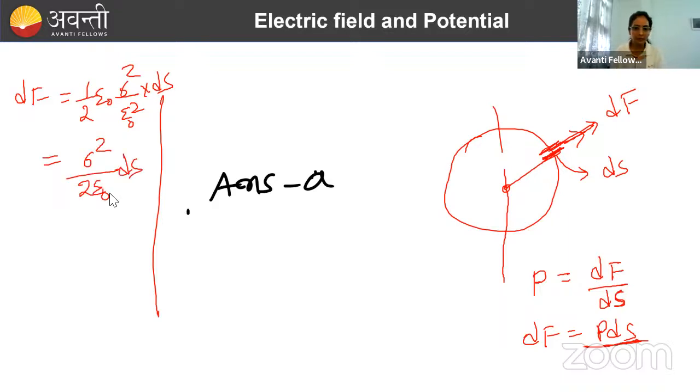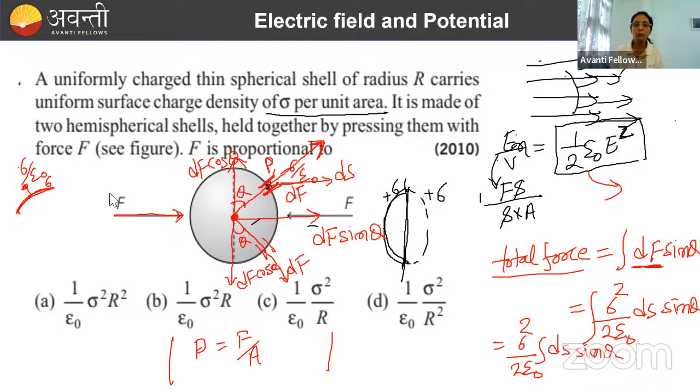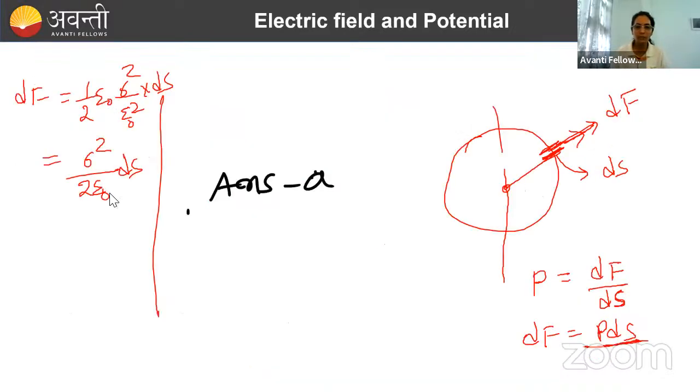So let's put this value here. So dF value is how much? Sigma square by 2 epsilon naught dS sine theta, integration. Okay. So now this is constant. Sigma square by 2 epsilon naught is constant. Let's take it outside. Sigma square by 2 epsilon naught. And inside will remain what? dS sine theta. Now what will be the value of integration of dS sine theta? Now this is the question. So if you look carefully, here dS sine theta will be what?